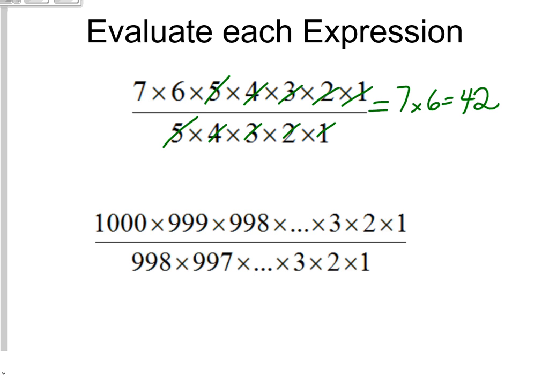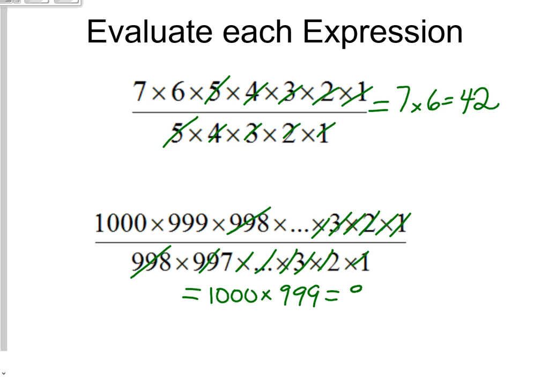Same thing on the bottom. We can start here with 998 and 998 on the bottom. And then everything below that would cancel out. Everything above cancels out because we have the same thing in the numerator and the denominator, which simply leaves me with 1,000 times 999, which would be 9,999,000.